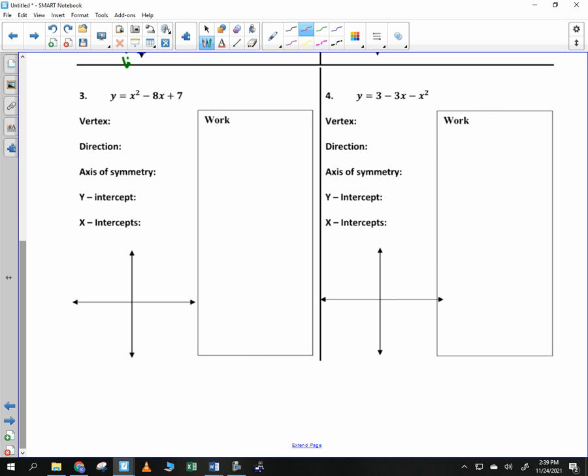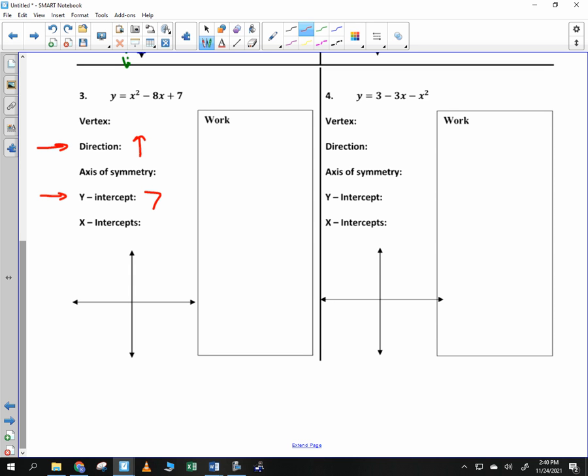I led you through that. Now you lead me through this. Where do you want to start? Y-intercept. What is the y-intercept? Good. I like the way you roll. And it goes up. Good. We got direction and we got y-intercept.